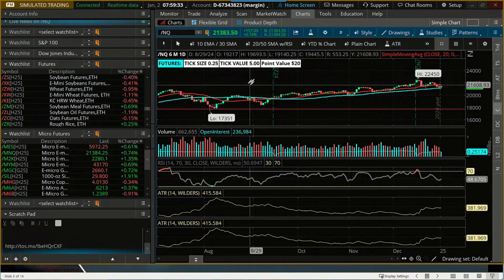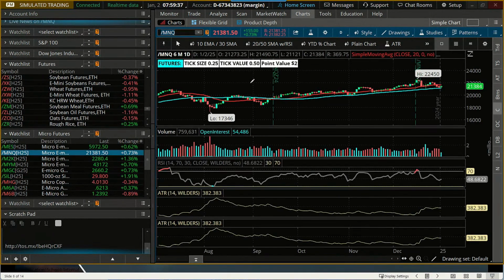So let me do this. Let me go to the MEQ, and now our point value is $2, okay? $2. So let's think about the implications of that.